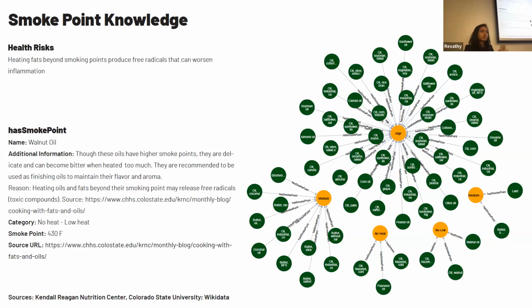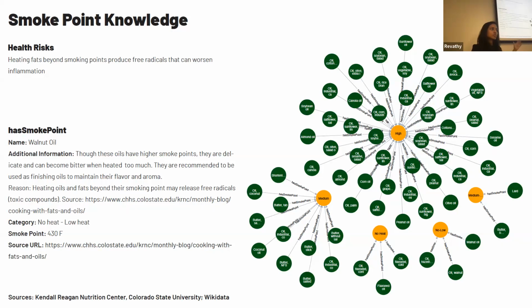Next is smoke point knowledge. When fats and oils are heated beyond their smoke point, they produce free radicals, which are toxic compounds. So here we have all the oils and fats from US FDA mapped to categories such as high smoke point, low smoke point, medium, low, and so on.